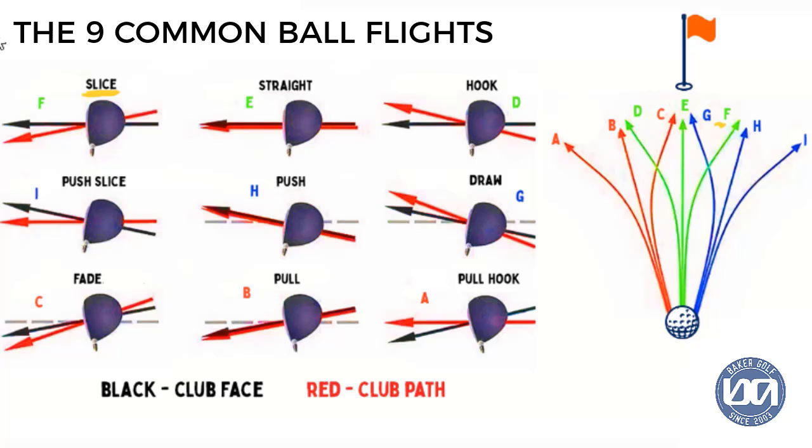So from this we gather that there are two major influences on the direction of the ball flight. The black line, which is the club face, usually determines the starting direction. The red line, which is the club path, will have an influence on the flight after the initial takeoff direction.